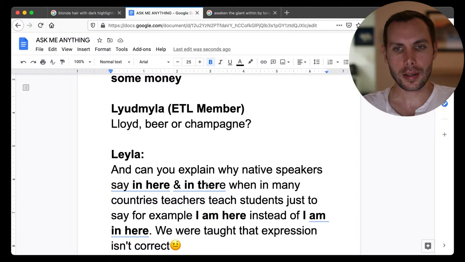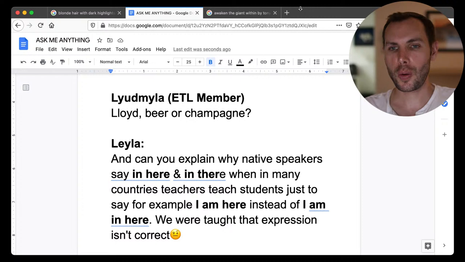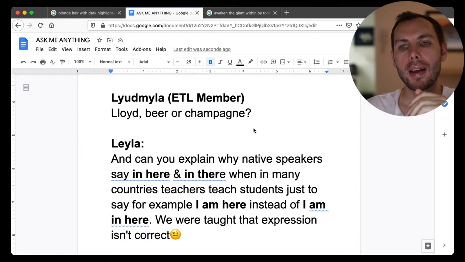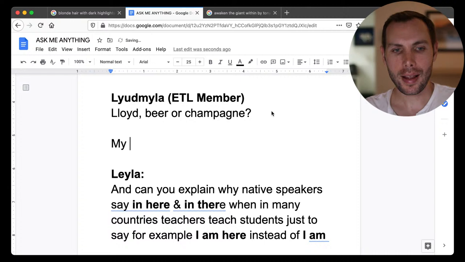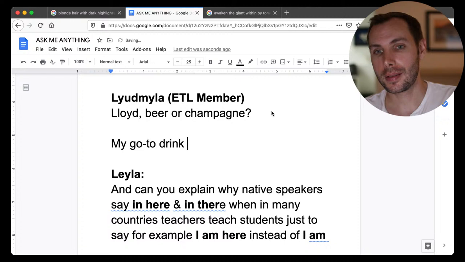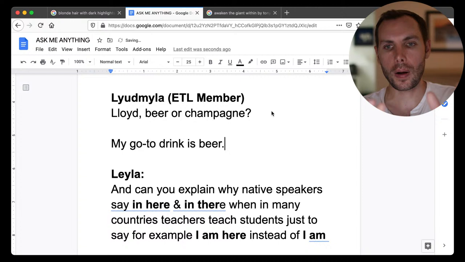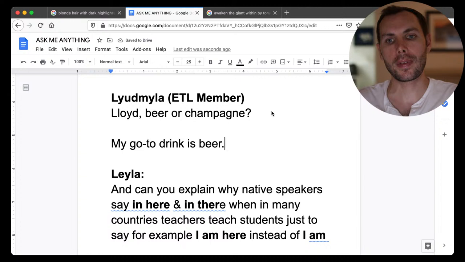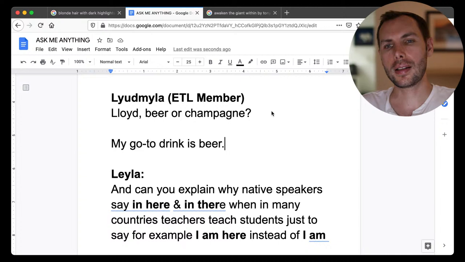All right, easier question here from Liubmila, one of our members. She says, Lloyd, beer or champagne? Interesting question, Liubmila. I would say my go-to drink for alcohol, I mean, not for any drink, but for alcohol, is beer. So this is a good word you can use, a good adjective. Something that you commonly have. It's your go-to drink. It's like the first one you choose. So if I go to a bar, pub, I would most commonly order a beer. If I meet some friends, I probably would order a beer. My go-to drink.